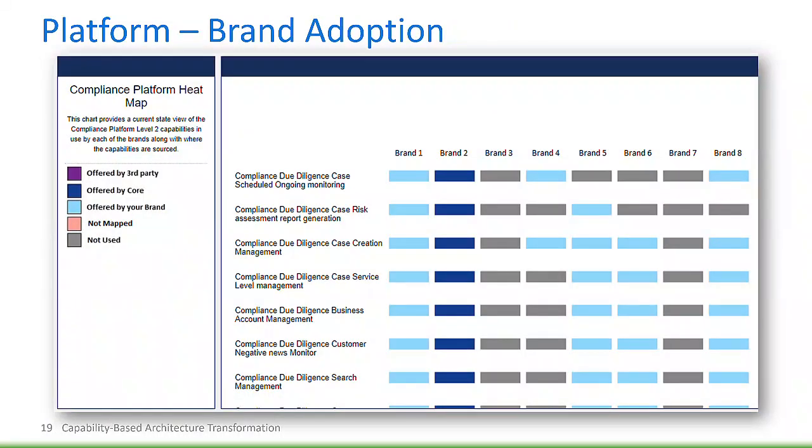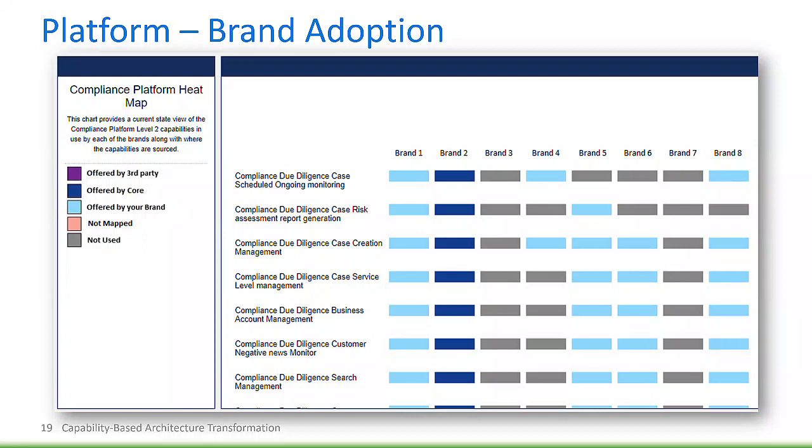And then the idea is being able to drill down into a particular platform and its capabilities and see what was the state of usage of each of these capabilities offered by these core platforms by the different brands that they had acquired over time. So this is really kind of an enhanced traceability matrix.